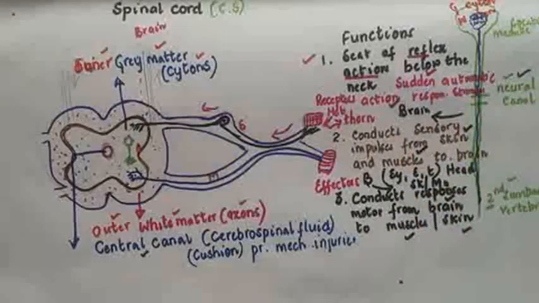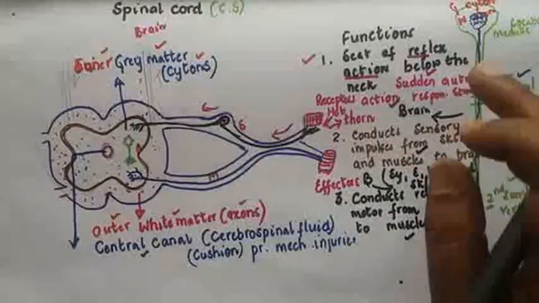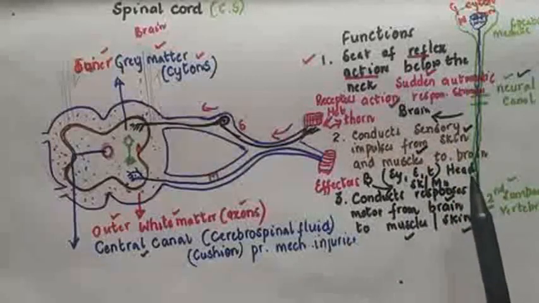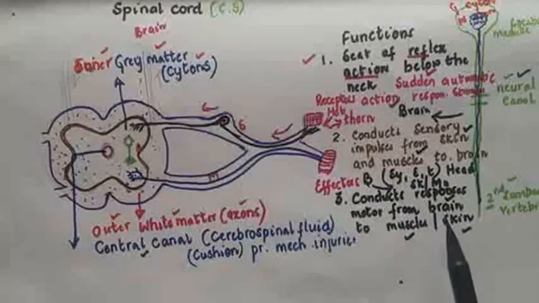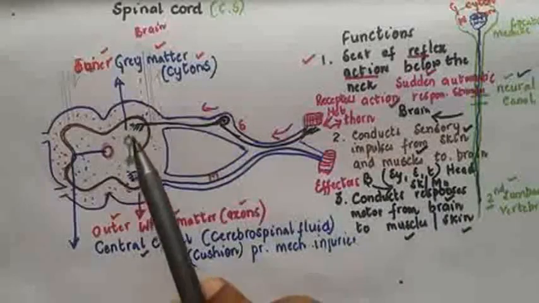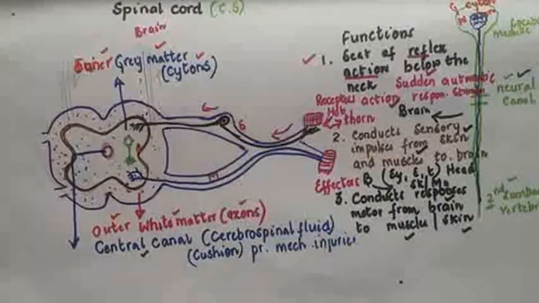So thus you can say that spinal cord is a seat of reflex actions below the neck. It conducts sensory impulses from skin to the brain and muscles to the brain, and also conducts the motor responses from brain to the skin and the muscles. So with this, children, we complete the spinal cord.